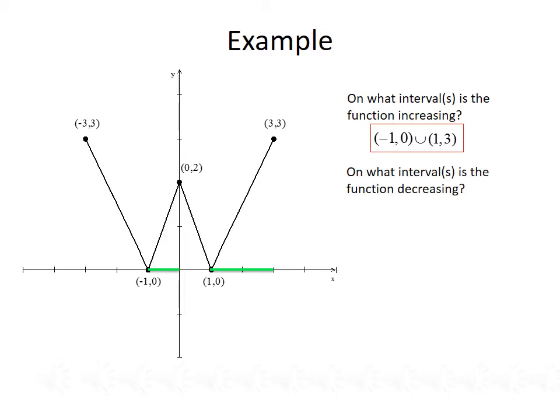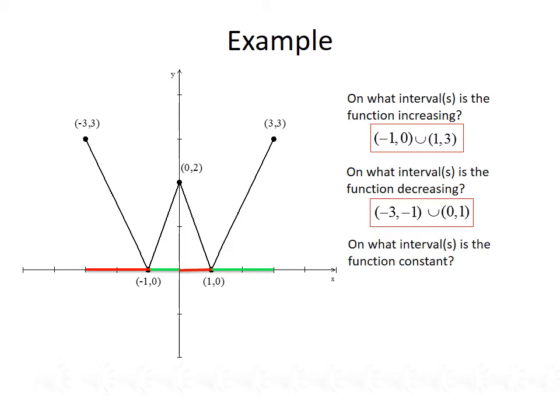Next, we want to determine on what intervals the function is decreasing. So where is the graph going downward from left to right? On the far left-hand side of the graph, between x equals -3 and x equals -1, the graph is going downward. So this means that the graph is decreasing from x equals -3 to -1, which we'll write in interval notation. And the graph is also going downward, or decreasing, between x equals 0 and 1. So the intervals on which the graph is decreasing are -3 to -1, and from 0 to 1.